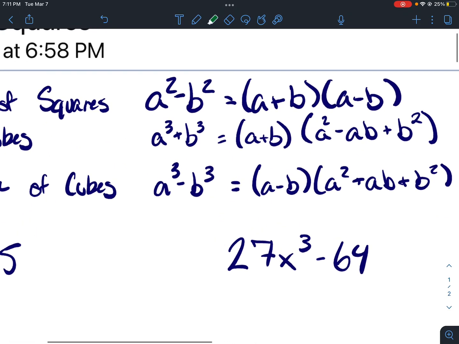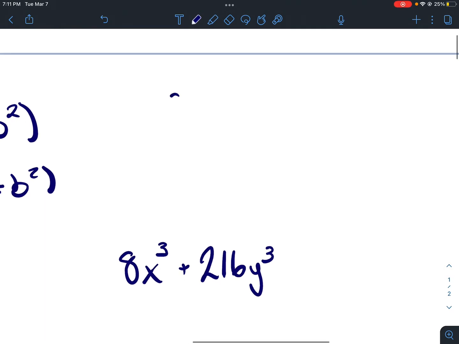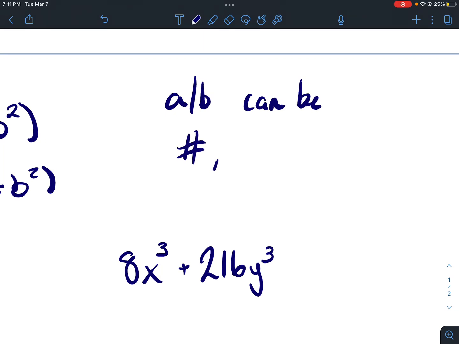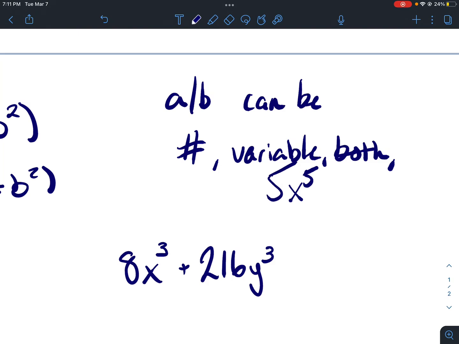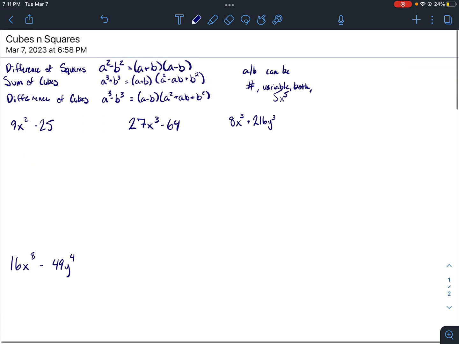And in the general sense, we want to get a squared or cubed plus or minus b squared or cubed. And remember, a and b could be a number, it could be a variable, or it could be both. It can also be something like x to the fifth, x to an exponent, or 5x to an exponent. That's something that a and b can stand for. This can stand for pretty much anything. So let's keep that in mind when we do these problems.